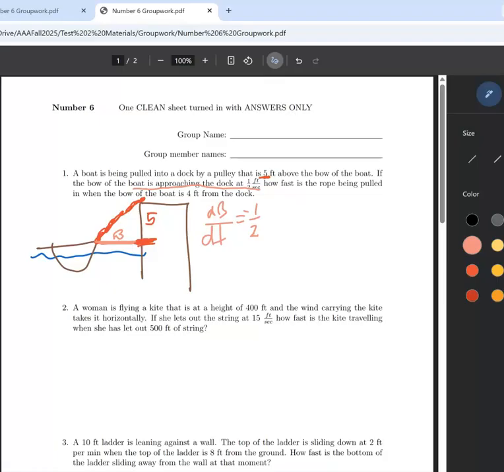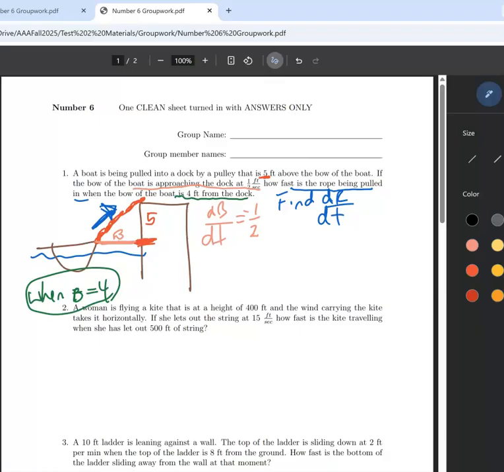So what am I trying to find? I'm trying to find how fast the rope is being pulled in. How fast is this changing? So I want to find dr over dt. And let's see what else they give me. When the bow of the boat is 4 feet from the dock, that's going to be when b is equal to 4. So save that information until after we do the derivative.